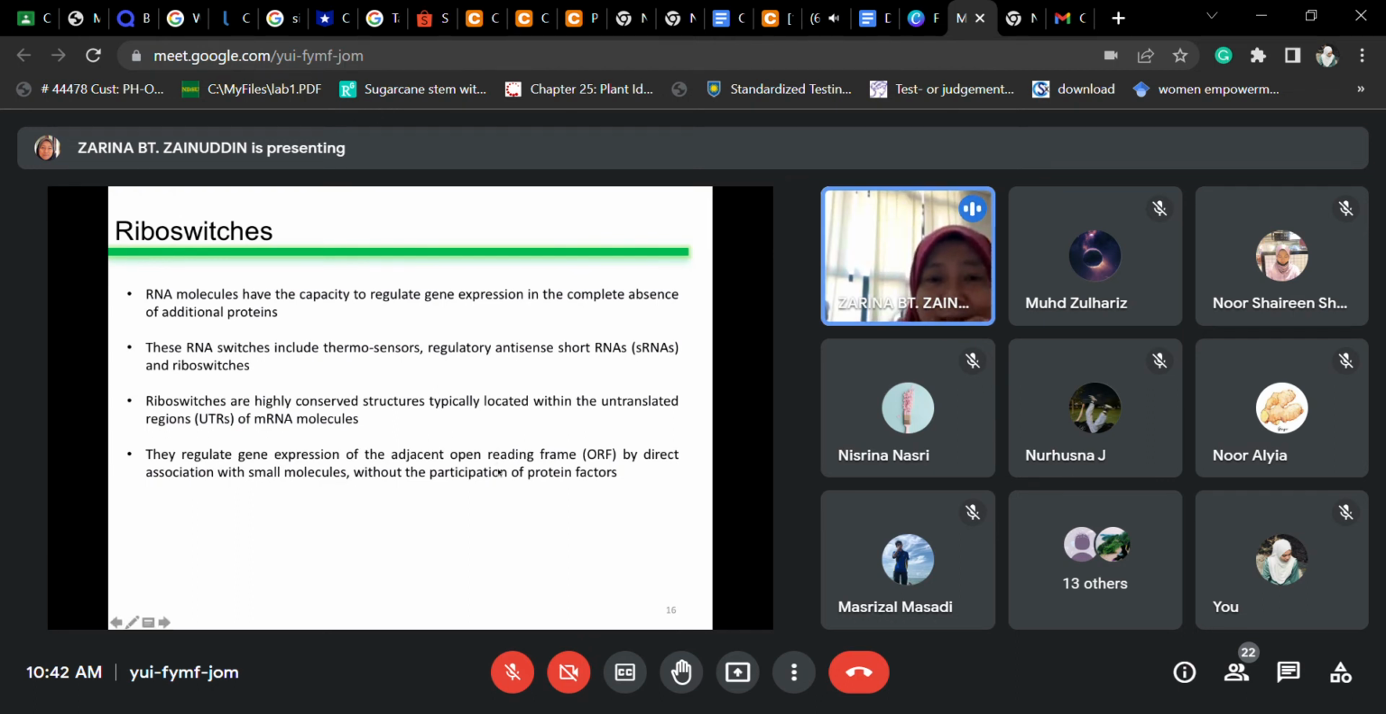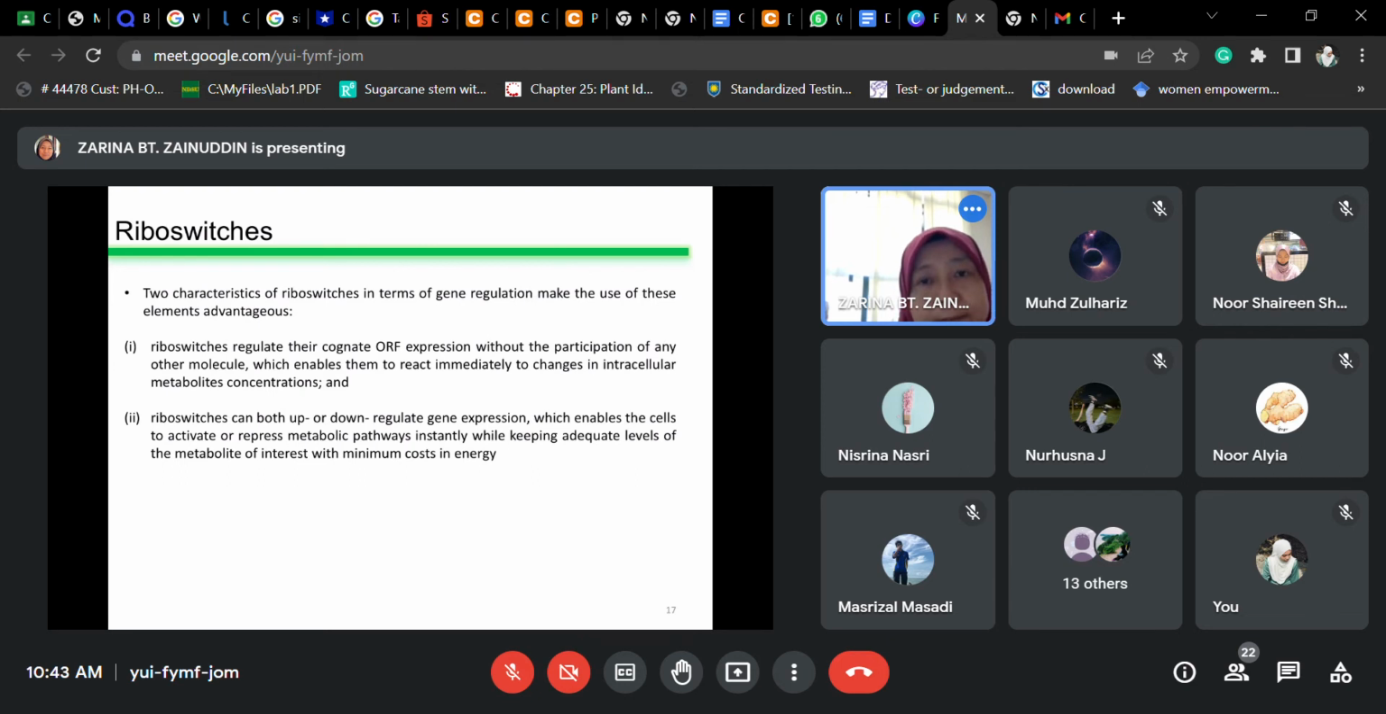So the location of riboswitches is within the untranslated region of the mRNA. Riboswitches are located in this area. They regulate gene expression of the adjacent open reading frame by direct association with small molecules, without participation of protein factors. I will just show a picture. Before that, you need to know the characteristics of riboswitches and how they regulate gene expression.